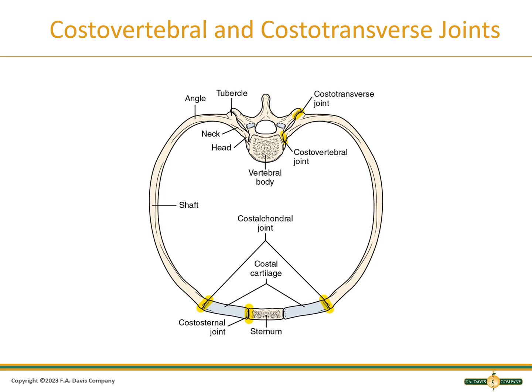And this picture just helps to connect those articulations to see how the ribs come together to form a circle around the body and protect the lungs and heart.